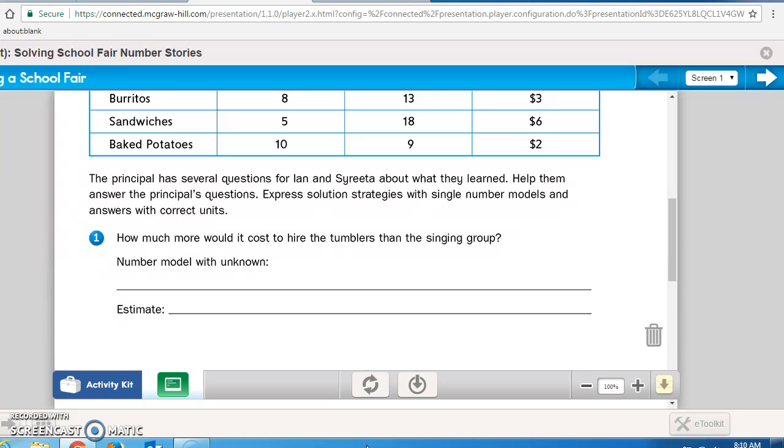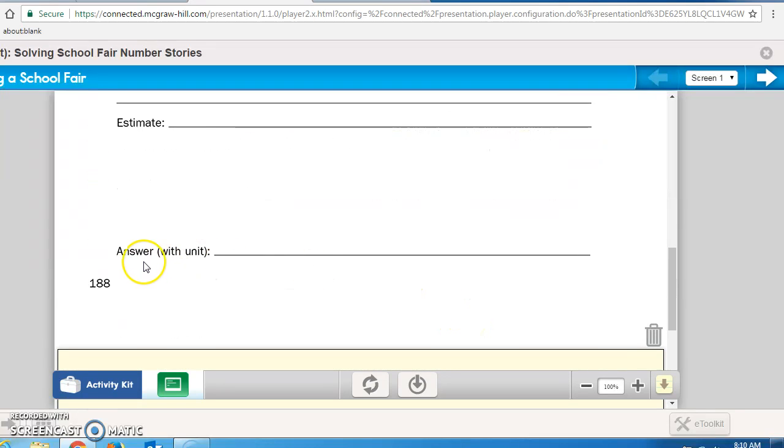So I'd put T equals, so you remember that's the tumblers' answer. And then again, you're going to put how much it costs for the singing group. So I would put S equals, so you know that's the singing group's answer. And then you're going to estimate both the tumblers and the singing group, so again, T equals, and now your rounded numbers in the answer for both. And then remember the real answer, the exact answer, is what is written here.